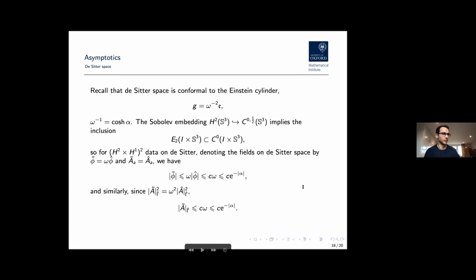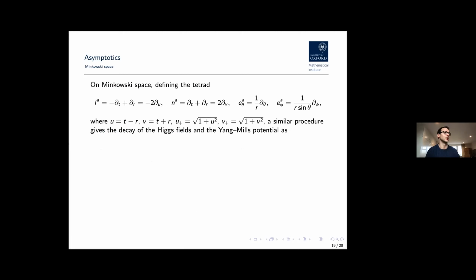Okay, so maybe this relates back to the question that was asked in the previous talk: why is there exponential decay in the case of lambda greater than 0? I can do a very similar construction on Minkowski space, except here I have to introduce a null tetrad to ensure that we treat the null directions appropriately. And here it turns out that the scalar field decays like u to the -1, v to the -1, and the Yang Mills potential decays. There's a few components of the Yang Mills potential, and they decay along these null directions polynomially, as shown there.